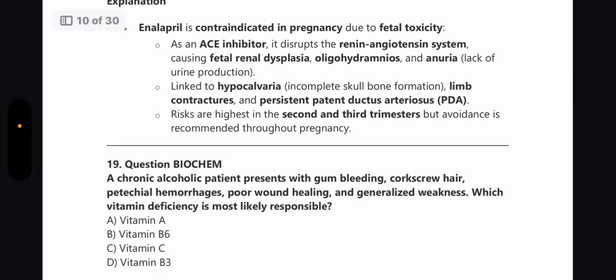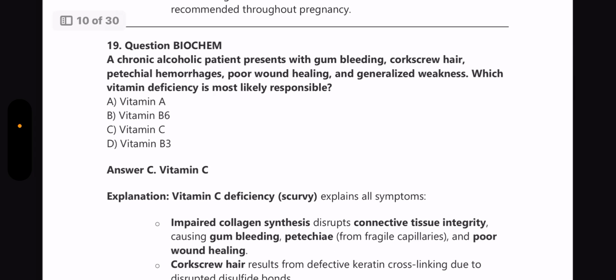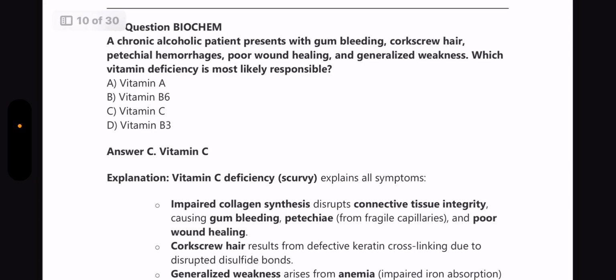Next question is from Biochem. A chronic alcoholic patient presents with gum bleeding, corkscrew hair, petechial hemorrhages, poor wound healing, and generalized weakness. Which vitamin deficiency is most likely responsible? Answer is vitamin C deficiency. Again, vitamins is the most scoring area in biochemistry. A lot of questions keep coming up from vitamins, and that chapter is very, very important. Here the answer is vitamin C deficiency. That is scurvy, which explains the features mentioned here.